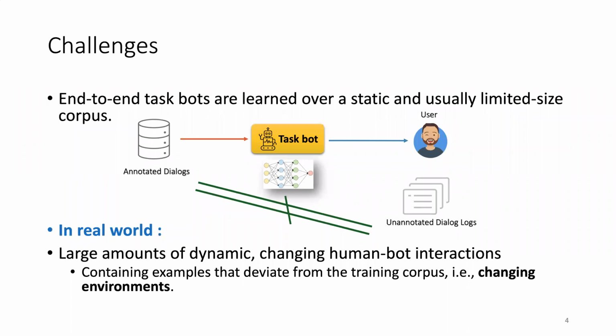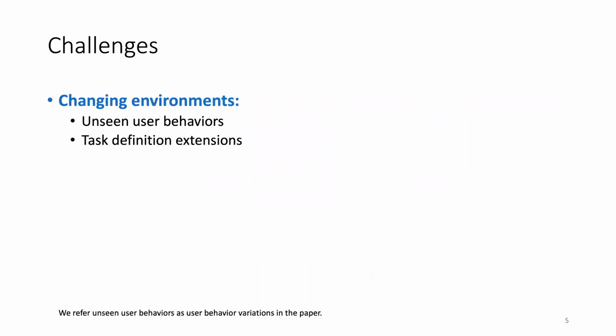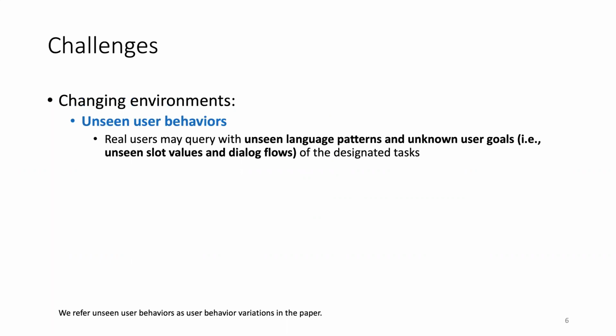However, after being deployed in changing environments, task bots tend to fail when confronted with data that deviate from the training corpus. Changing environments are quite common and arise from unseen user behaviors and task definition extensions, where the first refers to unseen language patterns and unknown user goals.